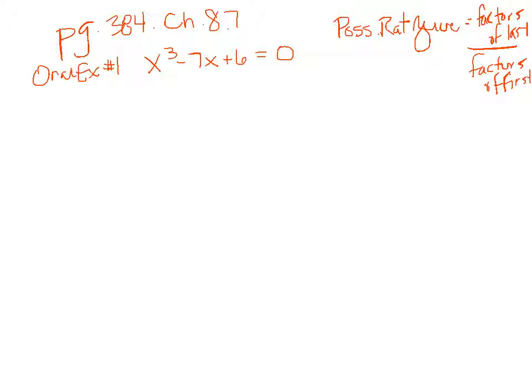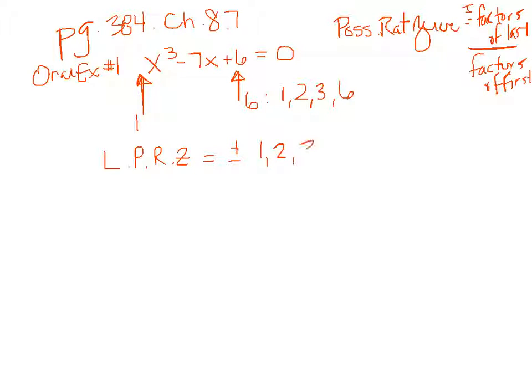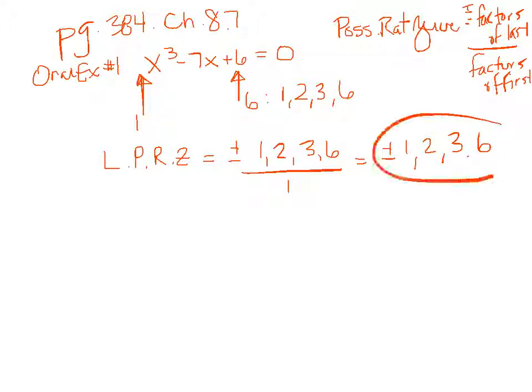When I look at the last number, that's a 6, so 6 is going to have factors of 1, 2, 3, and 6. When I look at the first number, really a coefficient, in this case it is a 1, and it is its only factor. So the list of possible rational zeros is going to be plus or minus, which is what I forgot to put over here, the factors of the last, 1, 2, 3, or 6, over 1. Do I need the over 1? No. So it's plus or minus 1, 2, 3, or 6 for an answer.